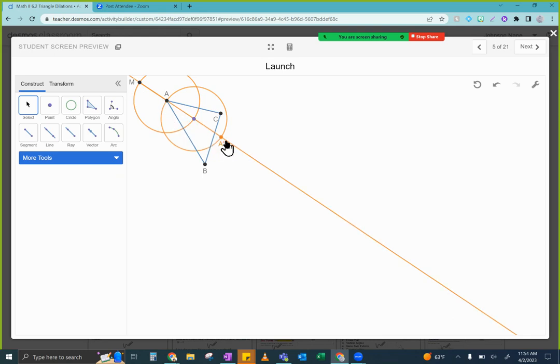So go ahead and think about what that would look like. You could do it on a piece of paper. You could do it on Desmos if you'd like. But I'm going to meet you back here and then we are going to continue.